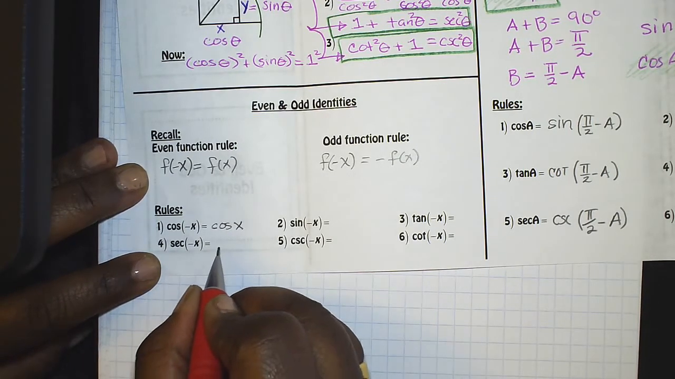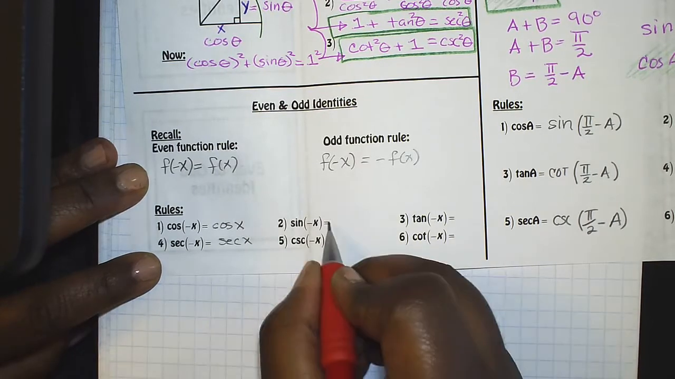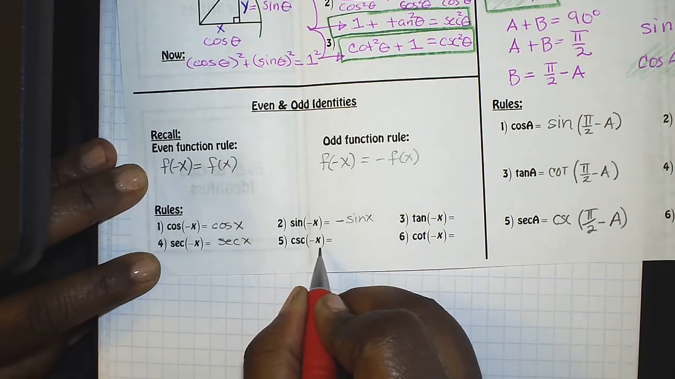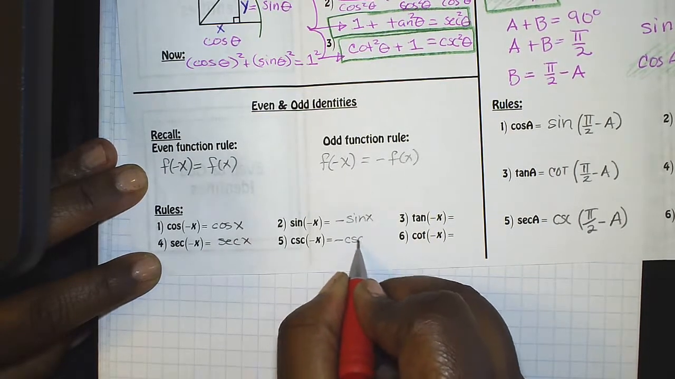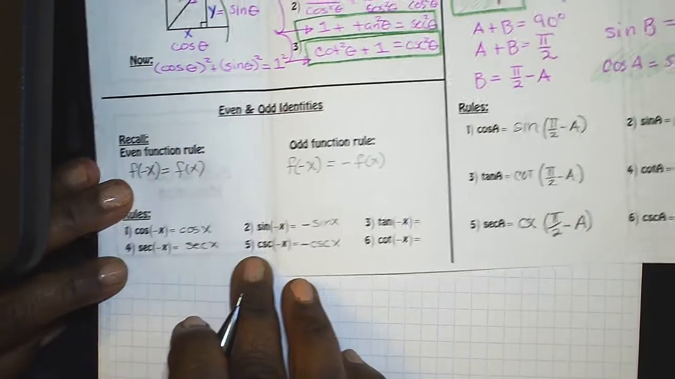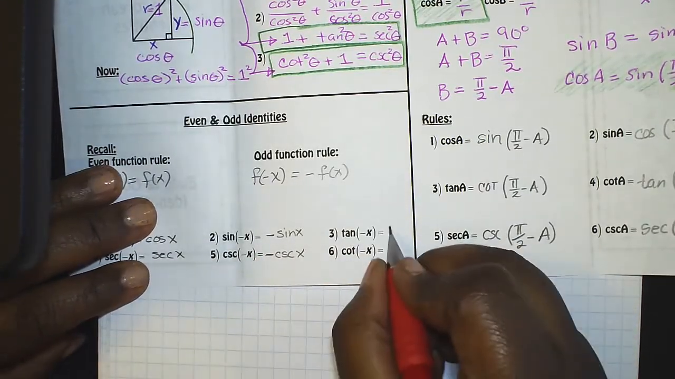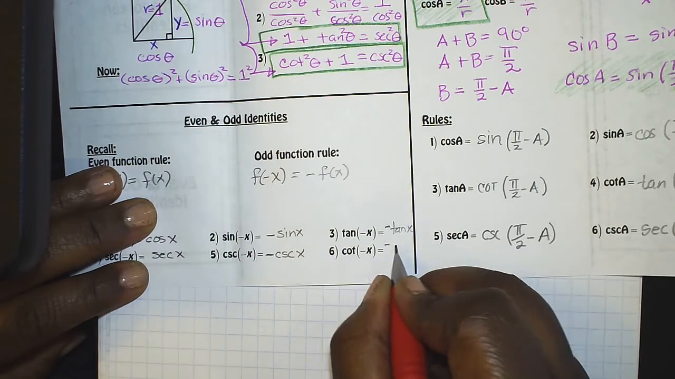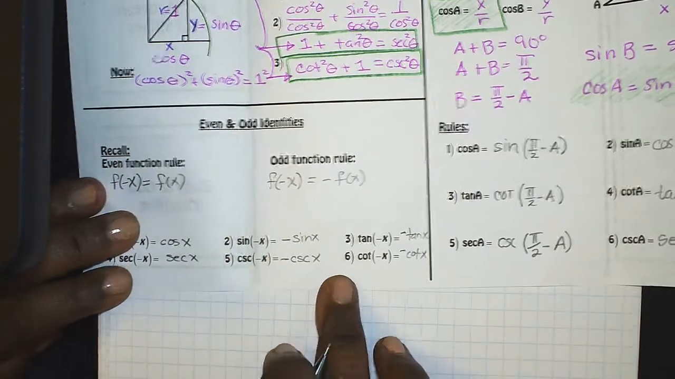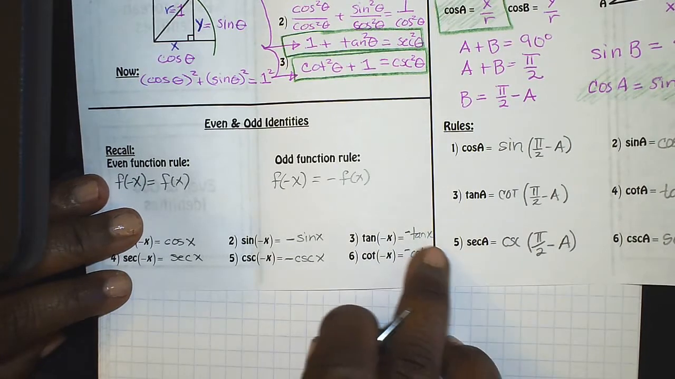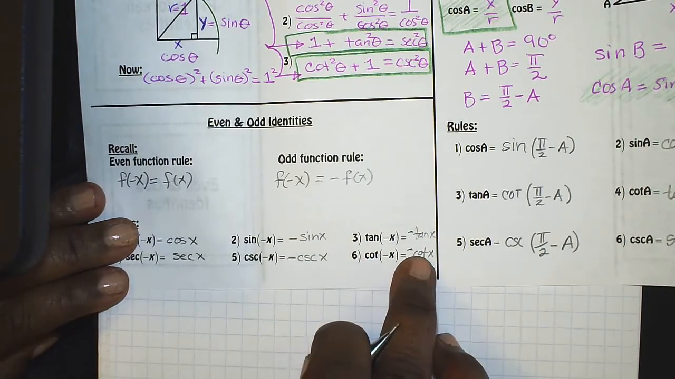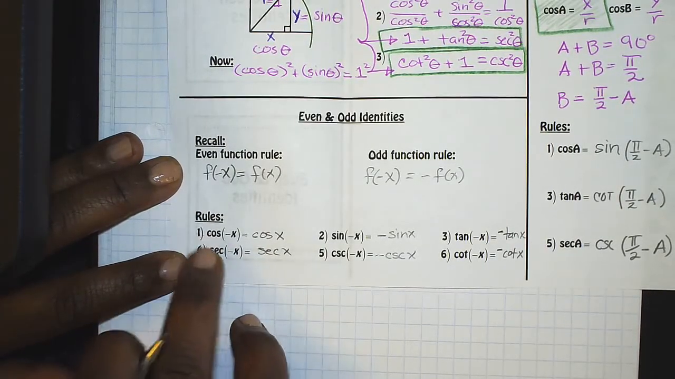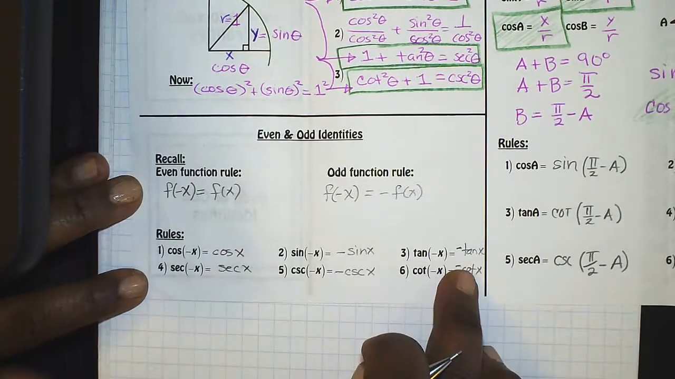Secant of negative x would be secant of x. Sine of a negative x would be a negative sine of x. Cosecant of a negative x would be a negative cosecant of x because these are odd functions. Tangent of negative x will be a negative tangent of x. Cotangent of negative x will be a negative cotangent of x. So when you see a negative quantity here, you know that it'll come out to be a negative tangent x. Same here for cotangent. The even functions are cosine and secant. The rest of them are odd.